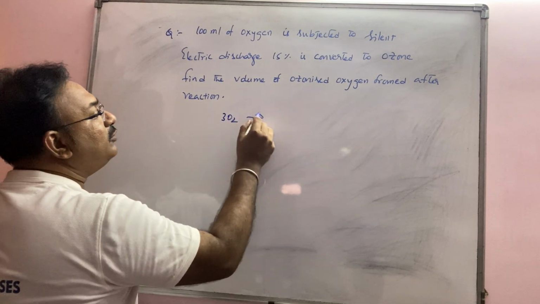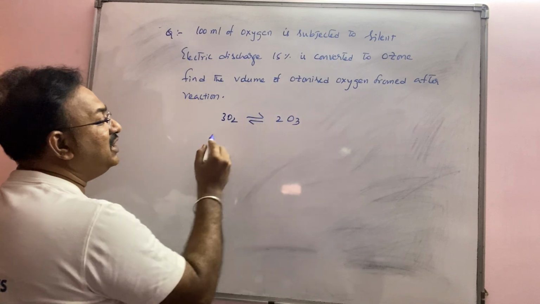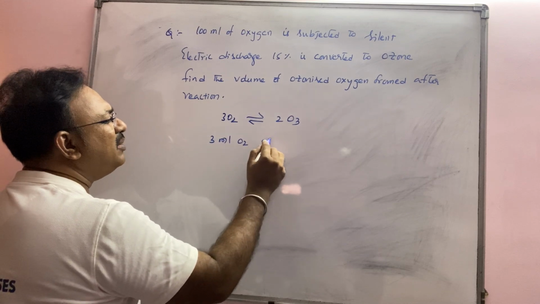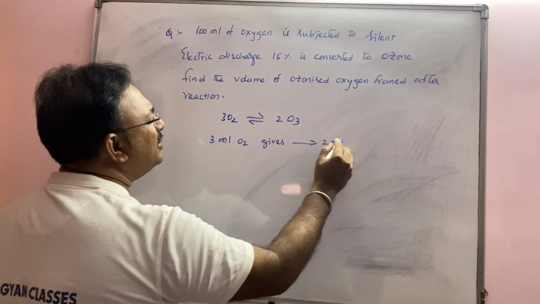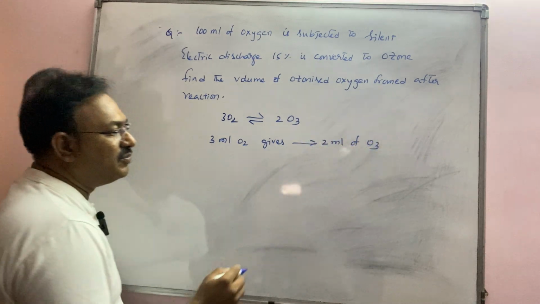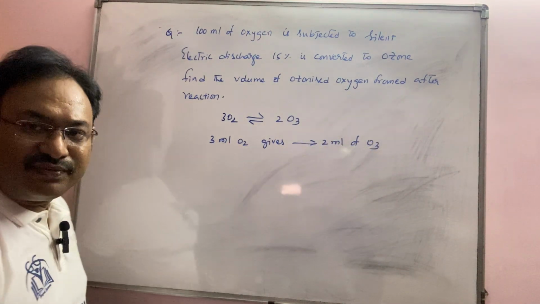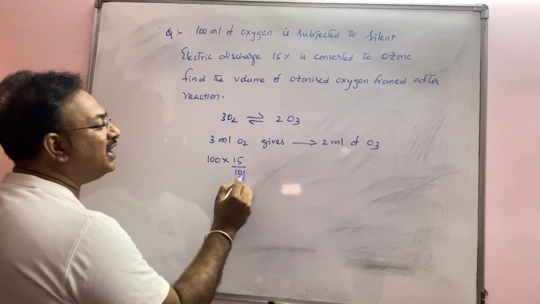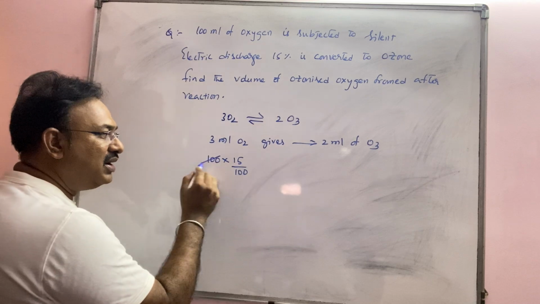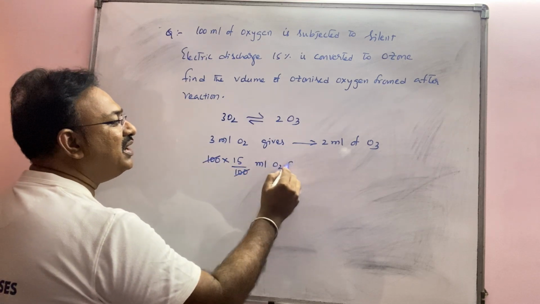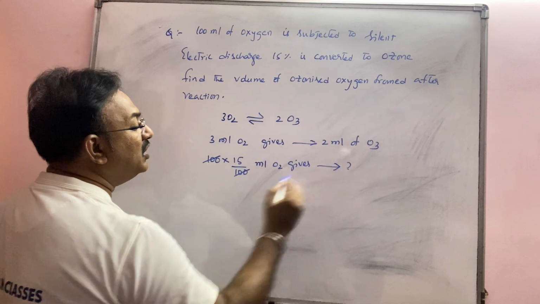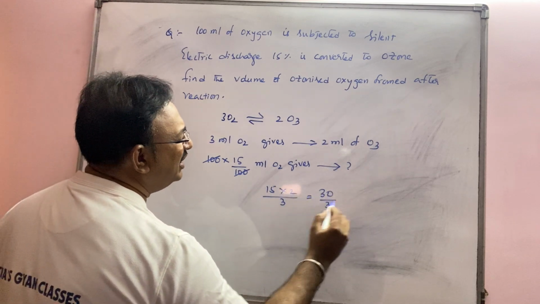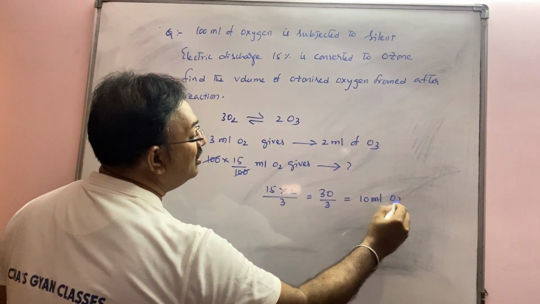So 3 moles of O2 gives rise to 2 moles of O3. So as per this equation, 3 ml O2 gives how much? 2 ml of ozone. 3 ml oxygen gives 2 ml of ozone. Then 100 ml, उसमें से 15% कन्वर्ट हो रहा है, तो 100 into 15 by 100, 100 get cancelled. 15 ml of O2 gives how much of ozone? So 15 into 2 by 3, so 30 by 3, that is equal to 10 ml, 10 ml ozone.